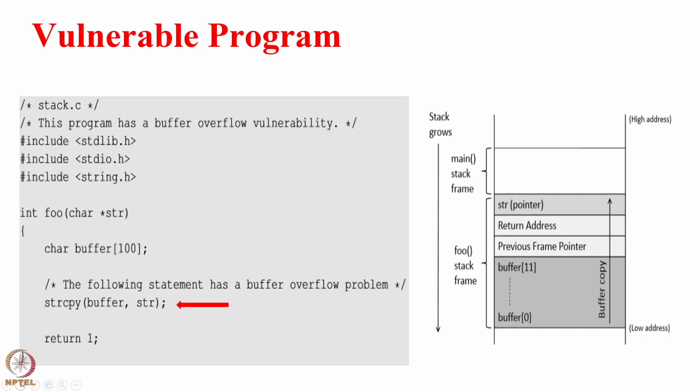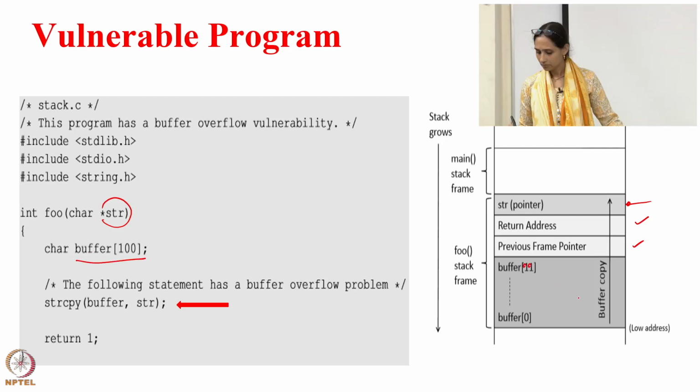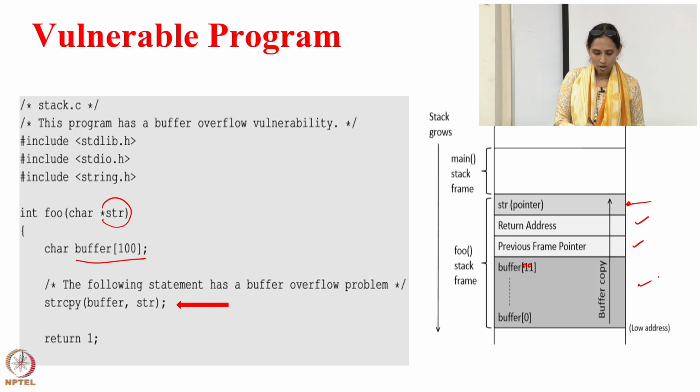Now let us see what foo is. This is foo and this is its corresponding stack. The argument for foo is a string, so that is saved here. Then there is the return address, then the previous frame pointer, and then you are defining this buffer. By the way, this should be 99. So you have a buffer 0 to 99. Then you are doing a string copy of the input into the buffer. As you can see here, the string is 300 characters, whereas for this buffer you have only allocated 100 characters.